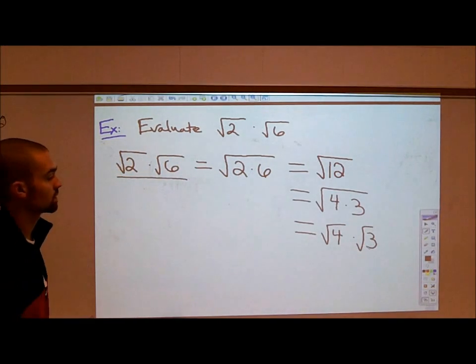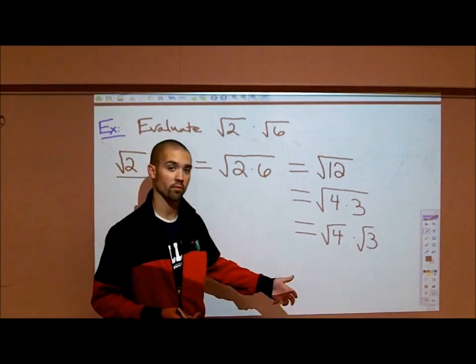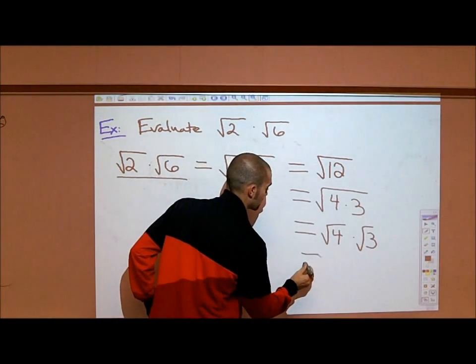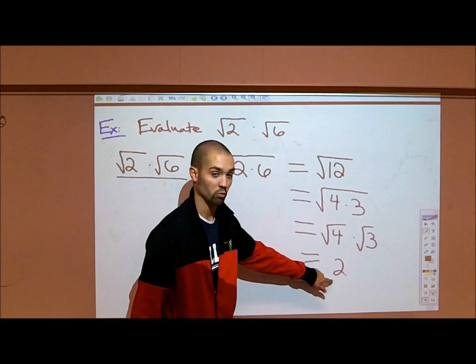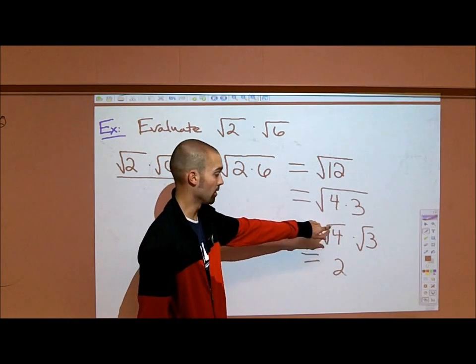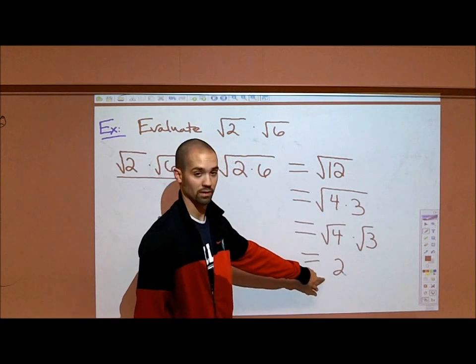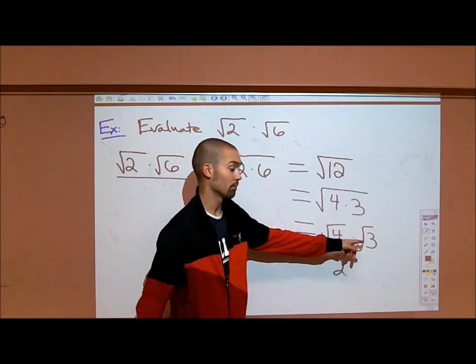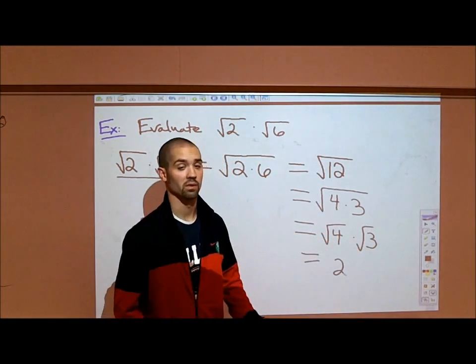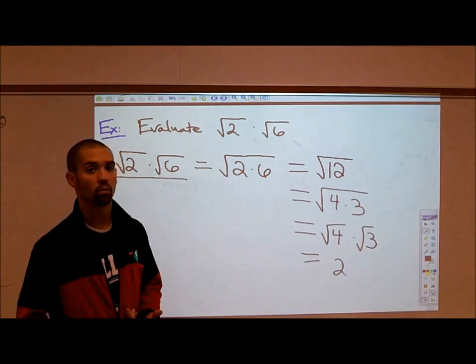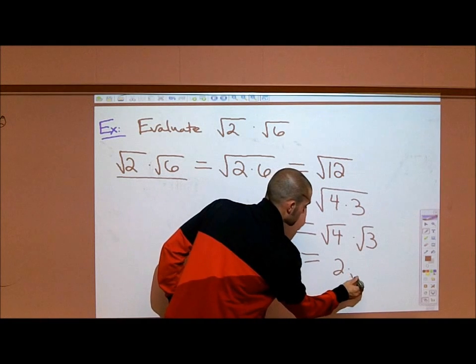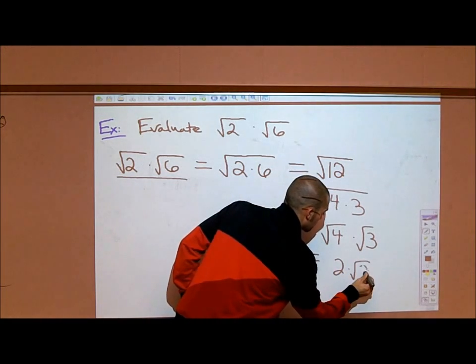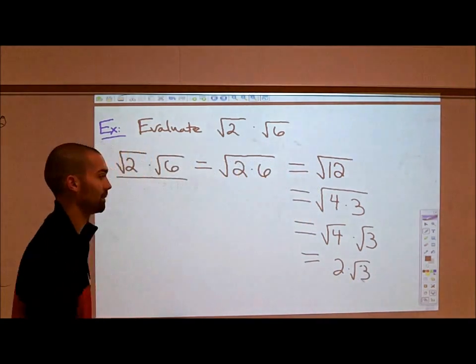Well, can we take the square root of 4? You bet. That's 2. Notice that I'm not writing the square root of 2. We've used the square root on the 4 to get 2. That's why there's no more square root. Can we take the square root of 3? No, it's not a perfect square, and no perfect squares are factors of that 3. So this is times the square root of 3.